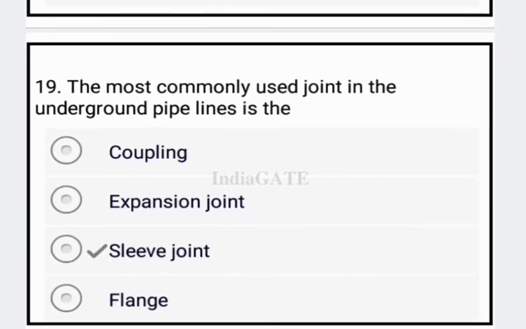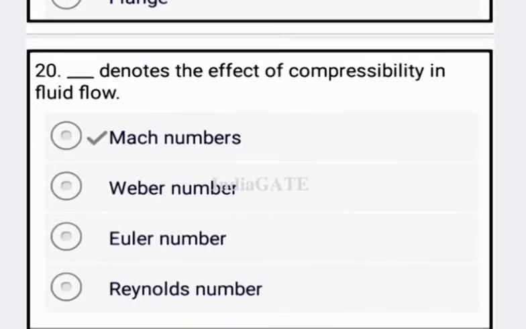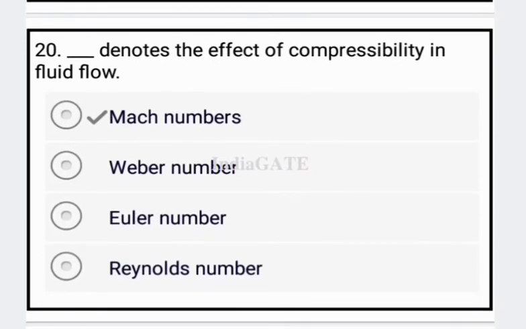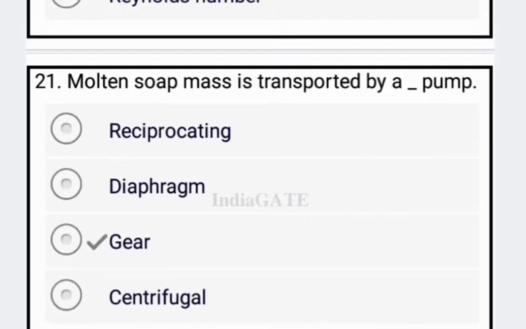Next question. The most commonly used joint in the underground pipeline is the. So the correct answer is option C, that is socket joint. Next question. Dash denotes the effect of compressibility in the fluid flow. So the correct answer is option A, that is Mach number. Next question. Molten soap mass is transported by a dash pump. So the correct answer is option C, that is gear.